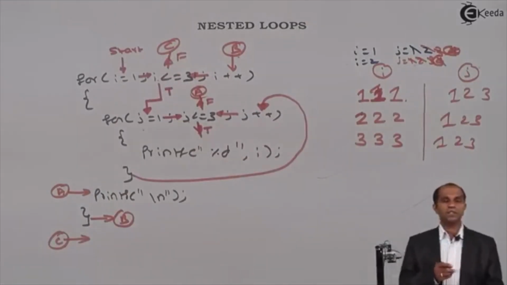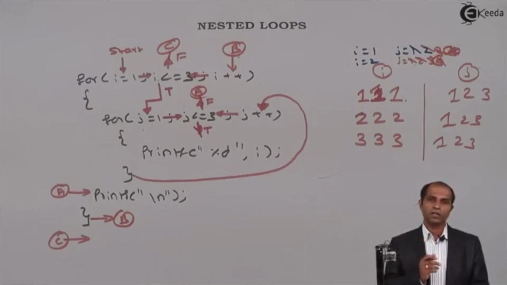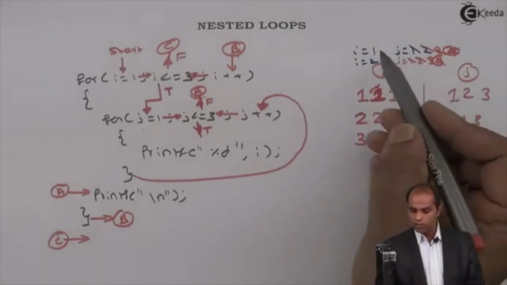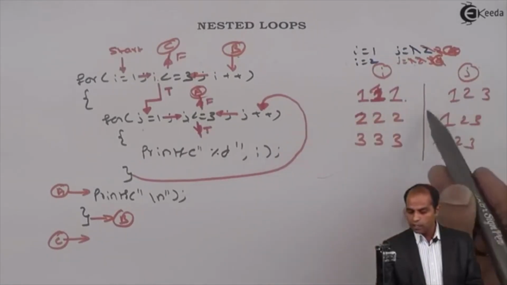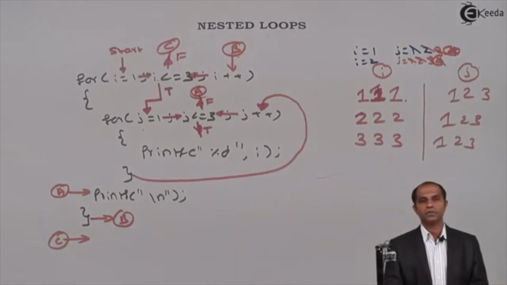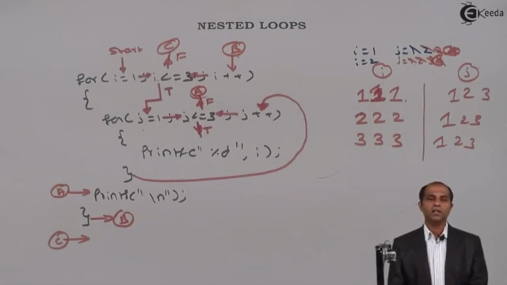If you observe the changes, your i has changed less frequently, whereas j has changed more regularly. So j has changed for every change of value of i. These are the outputs when printf i is used, and these are the outputs when printf j is used. So these are the common applications or the common working of this particular nested loops.